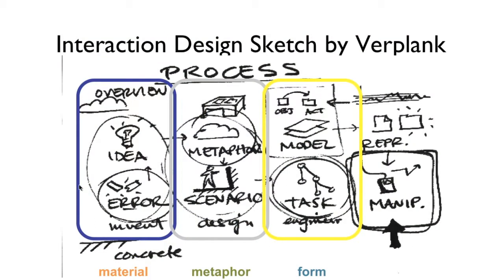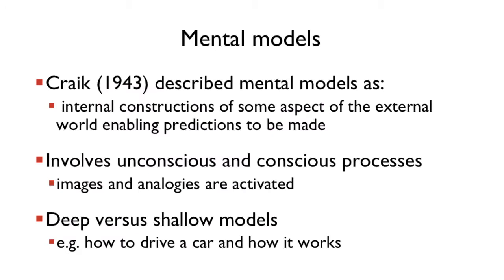Bill Verplank has this interaction design sketch process. He says that you start off with some idea, and the goal is to produce a representation of the idea in some way, and then allow people to manipulate and interact with it. But going from idea to the physical prototype, one of the things driving it is the underlying user interface metaphor and how it's being used. Craik, a long time ago, defined mental models as the internal construction of some aspect of the external world, enabling predictions to be made. So the idea is that you should be able to know that when you push a button on a screen, probably this thing is going to happen.